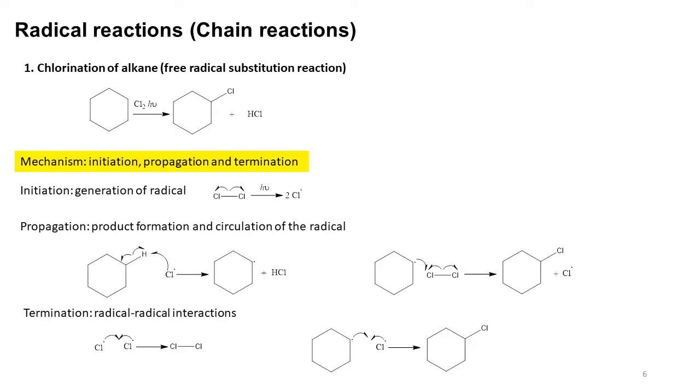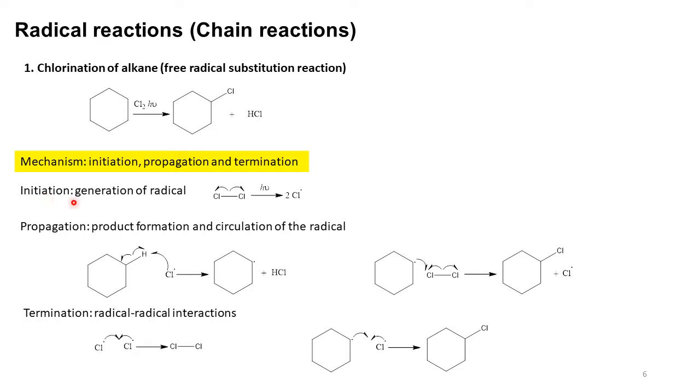Radical reactions can be classified into 7 types. Let's start with the first one, which is chlorination of alkane. For example, chlorine, when reacted with cyclohexane in presence of light, will give cyclohexyl chloride plus HCl. All of the mechanisms of radical reactions proceed through 3 steps.